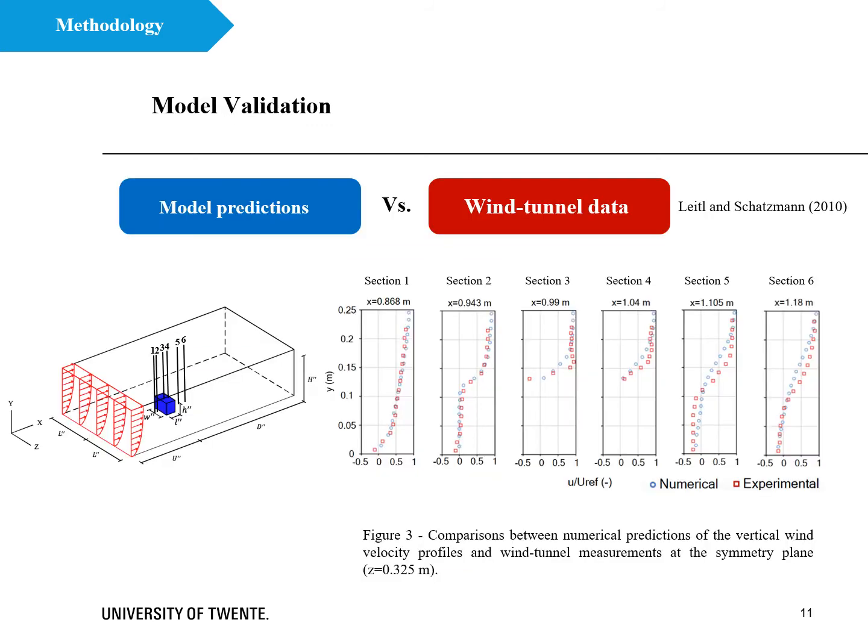Okay, next slide shows the results of model validation. Model predictions of the vertical wind velocity profiles at different sections in the vicinity of the building are compared with wind tunnel measurements performed by Lytle and Schatzman at Hamburg University. The results are given for the symmetry plane and at 6 different sections as mentioned above each figure. The comparisons show good agreements between numerical results and experimental measurements.